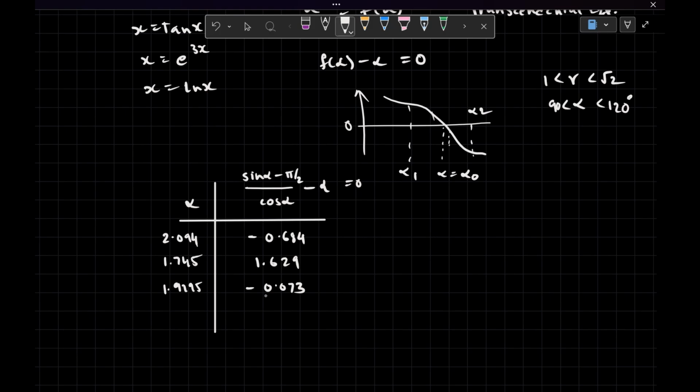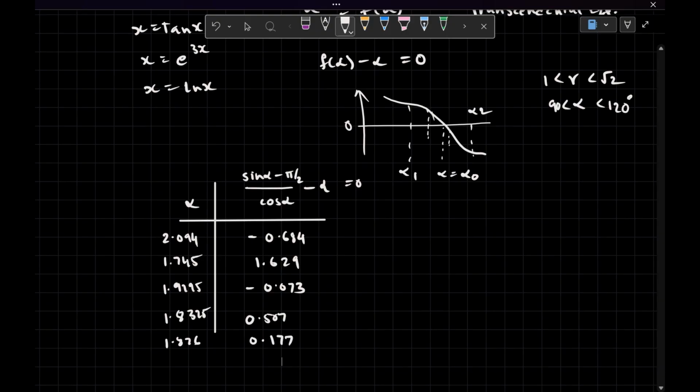So I need to take the midpoint of this one and this one. The midpoint of these two points will be 1.8325. If I substitute that into this equation, I will get 0.507. So this value has now moved up, like I am currently here. So my midpoint should be between this point and this point, that means these two points. If you solve for these two points, you will land at 1.876. And this process continues.